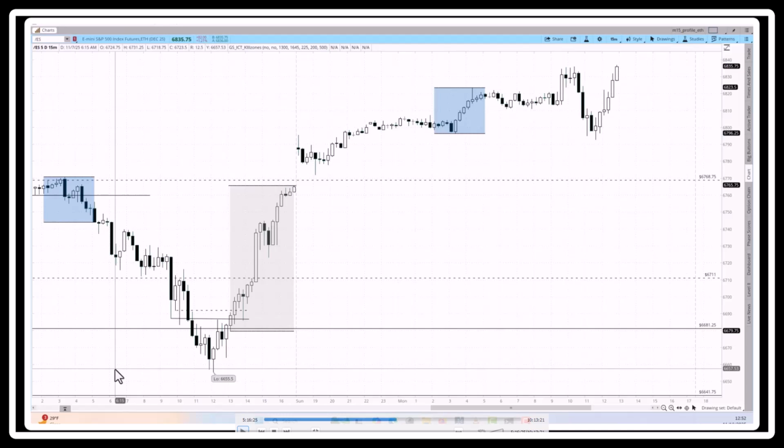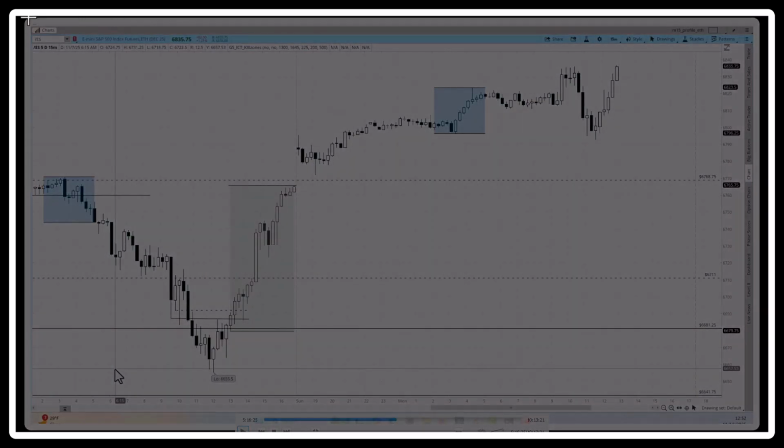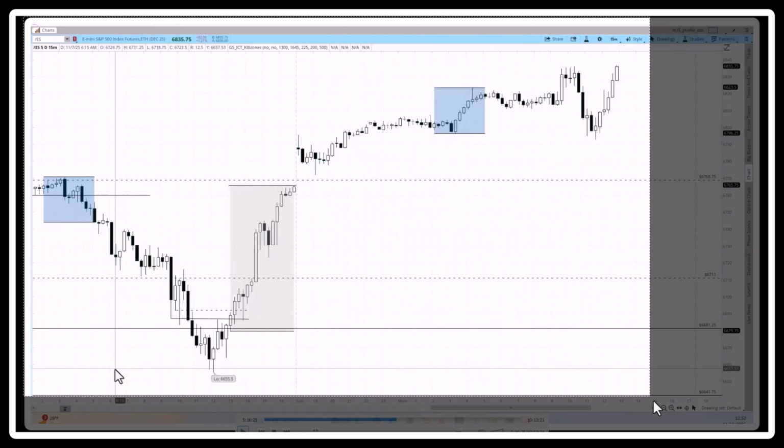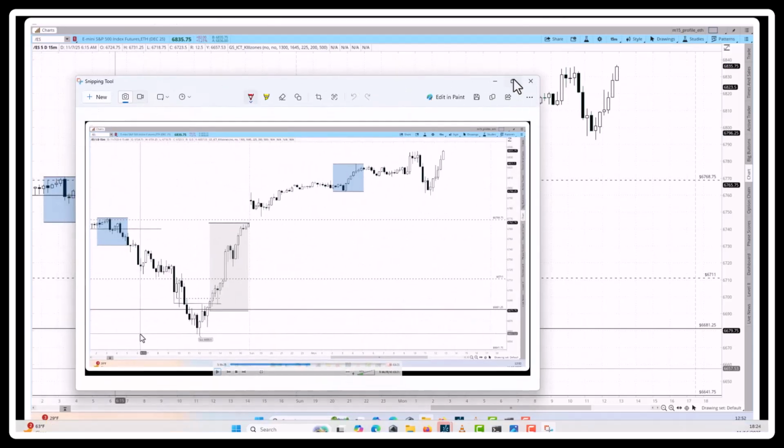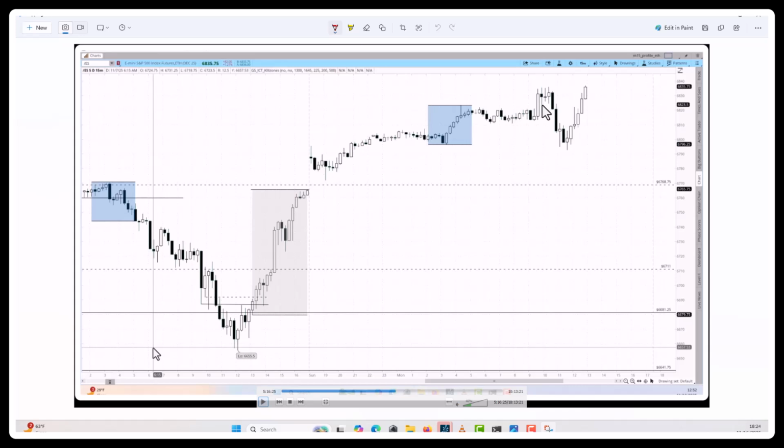Right here, we do have a setup right here. So watch out for the candle right here, or this kind of candle after expansion. That's where the algo really resets the price.